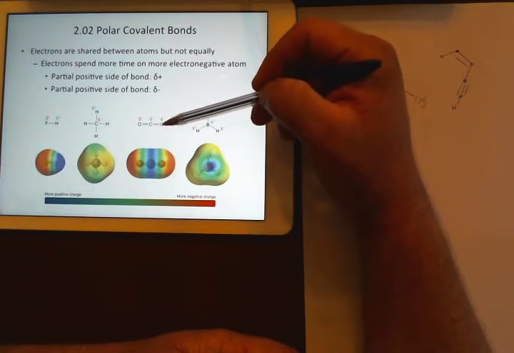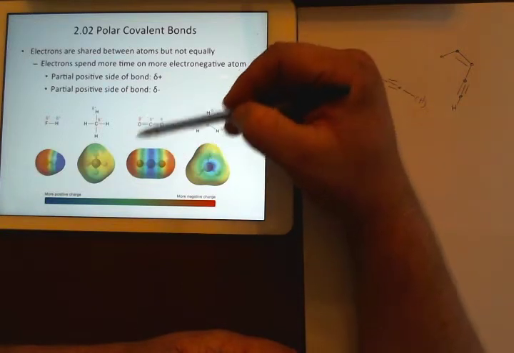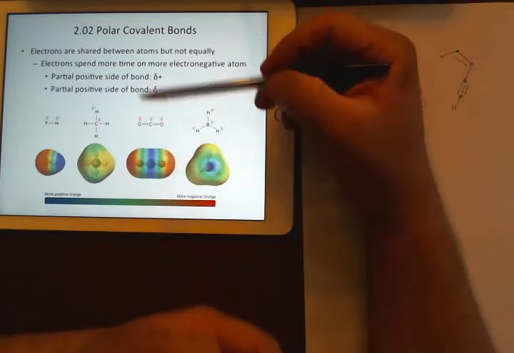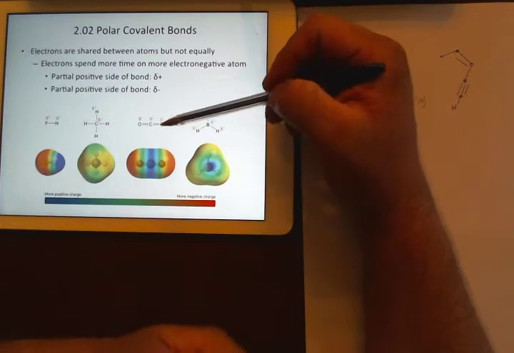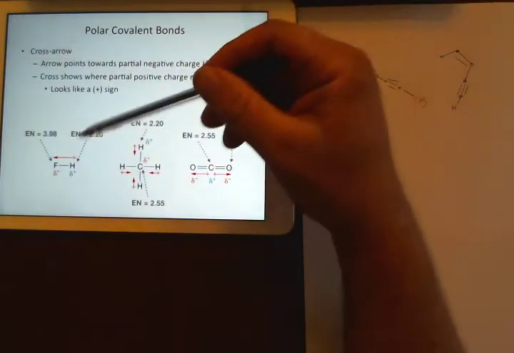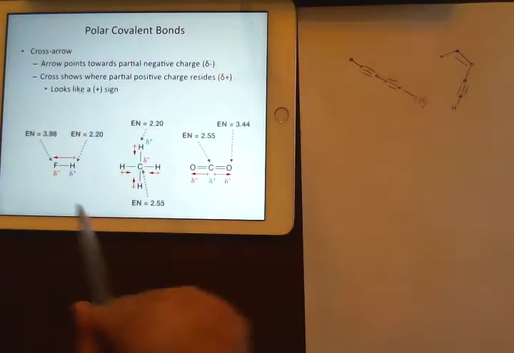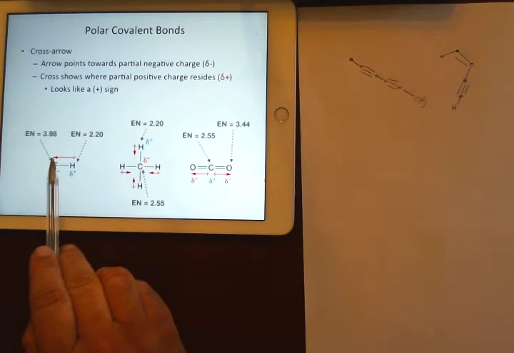And so oxygen's more electronegative than carbon. So on this carbon and this carbon, there's going to be a lot more electron density than in the middle. How about that? And so when you have this, one of the ways that you can do this, you can do the symbols. You can also do an arrow that goes from the plus to the minus.